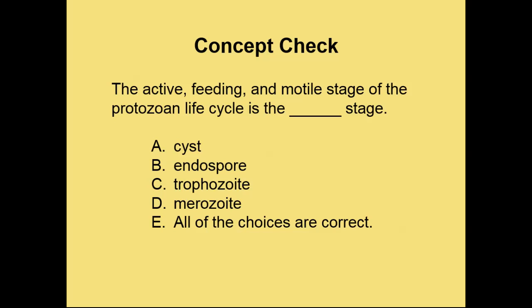So, concept check. If we looked at the active feeding, motile stage of a protozoal lifestyle, would it be the cyst, the endospore, the trophozoite, the merozoite, or all of the above? Pause the video and flip back in your PowerPoint presentation, or rewind the video and get me an answer. The correct answer is trophozoite, C.